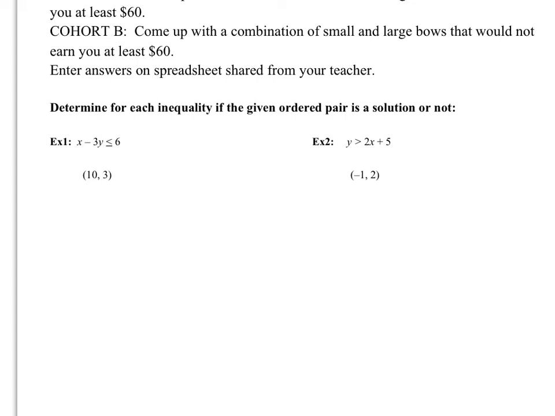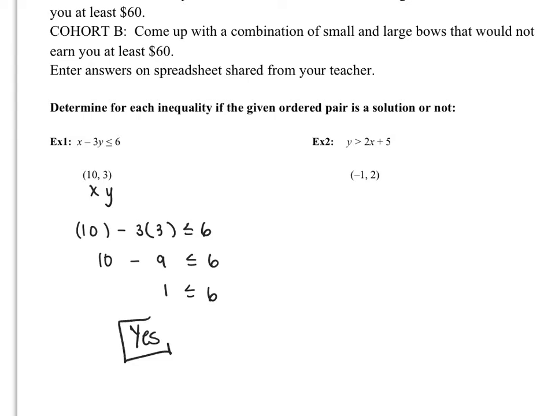So the first thing we're going to do is just determine if the ordered pair is a solution or not. And the simplest way to do this is to just replace x and y in the inequality. So in example 1, I'm going to replace x with 10 and y with 3, and I'm going to see if my answer is less than or equal to 6. So I would get 10 minus 9, which is 1. And yes, 1 is less than or equal to 6, and so that means that yes, the point (10, 3) is a solution to this inequality.